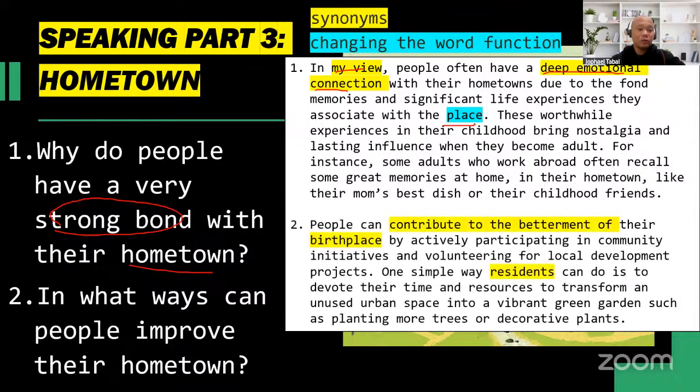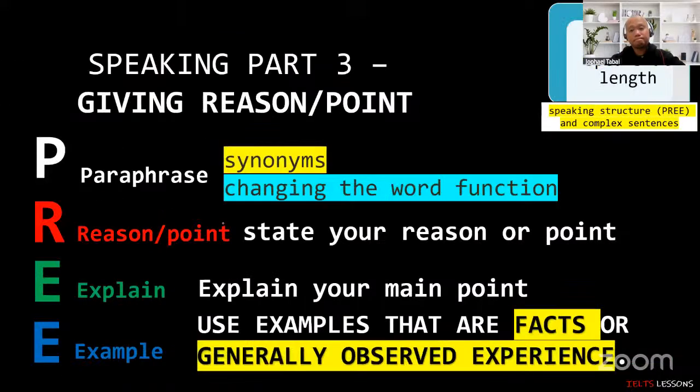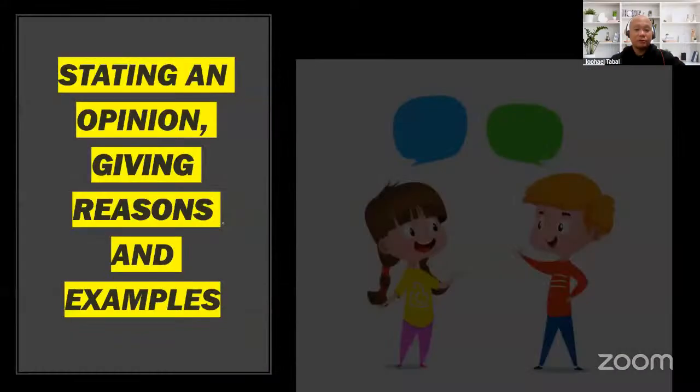Question number two: in what ways can people improve their hometown? For paraphrasing here, we have "contribute to the betterment of their birthplace." So hometown becomes birthplace, and betterment is a synonym for the word improve. Residents is a synonym for people in their hometown. So again, the first criteria for speaking at length is P, which stands for paraphrase. To paraphrase means we have to use synonyms or change the word function.